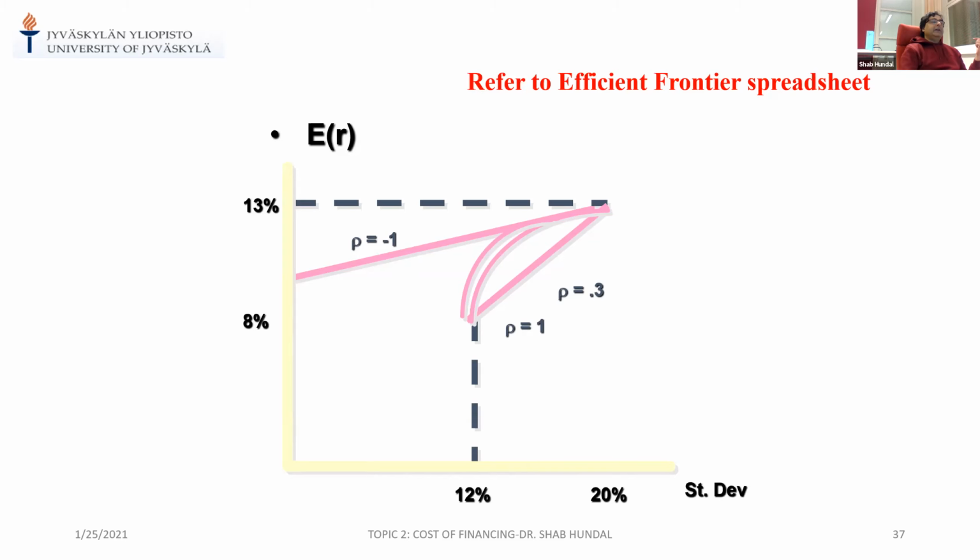Okay, I can say that the lower the correlation, the higher is the return for the given risk, or lower is the risk for the given return. And the higher is the correlation between two stocks or two assets, the lower is the return for the given risk, or higher would be the risk for the given return. Okay, so these are the conceptual things we need to keep in mind.